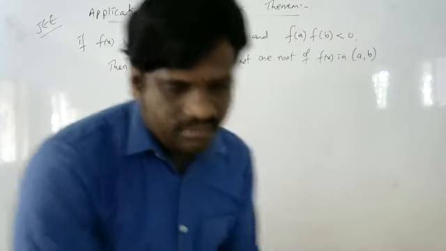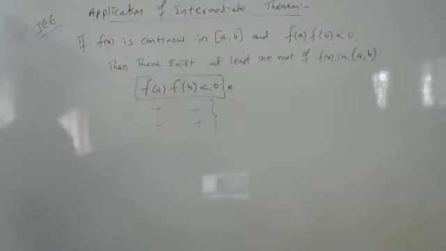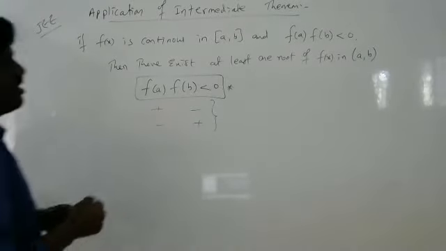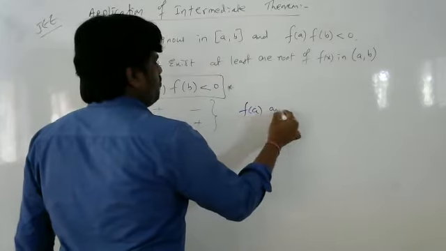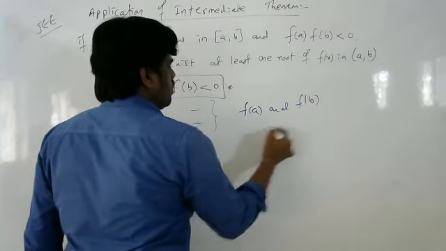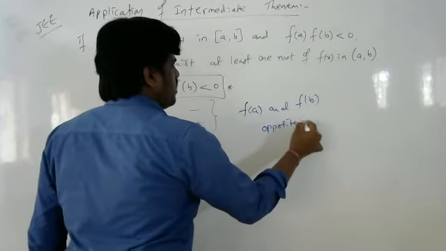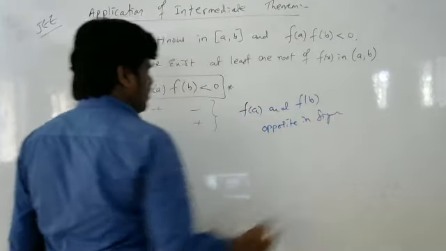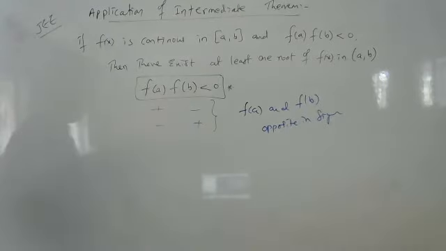Only in these cases it is possible. f(a) positive means both are on opposite sides. Meaning, f(a) and f(b) are on opposite sides, then only this is possible. If f(a) into f(b) is less than 0, then there exists at least one root of f(x) in (a, b).